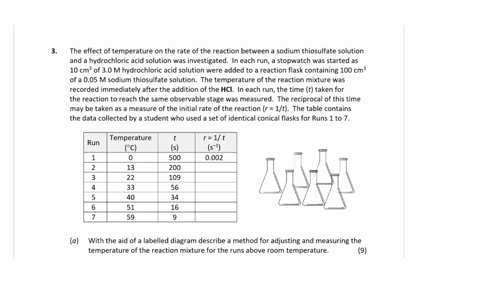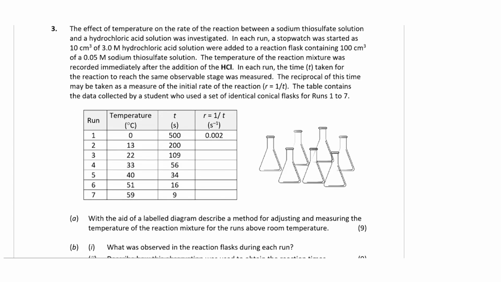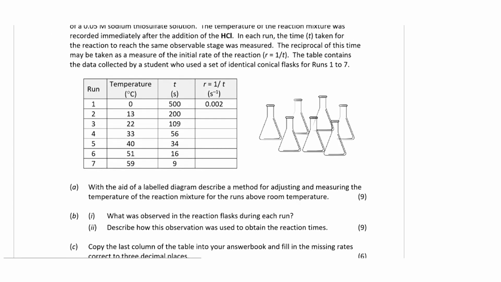Okay, so you can see here you're given the table where they recorded their results. You have the run or the trial, the temperatures, the time taken, and the rate. The rate is 1 divided by the time. So question 8 tells us, with the aid of a labeled diagram, describe a method for adjusting and measuring the temperature of the reaction mixture for the runs above room temperature.